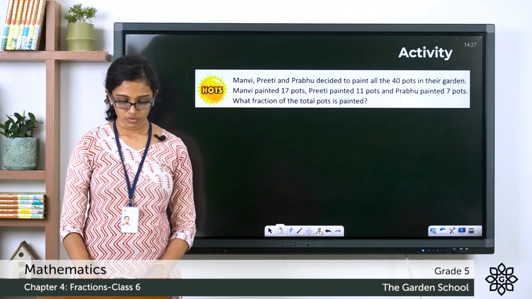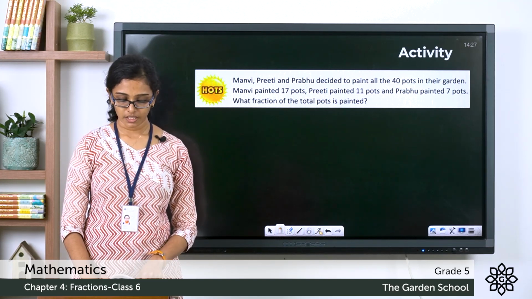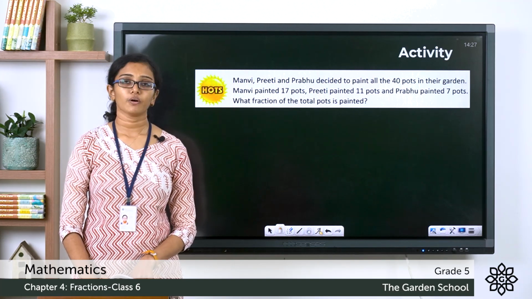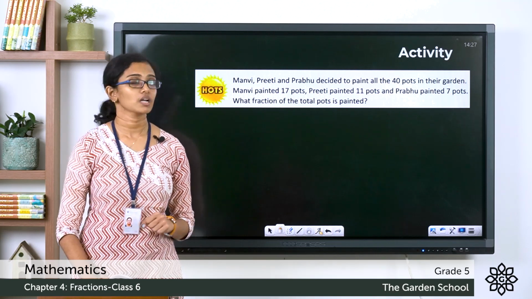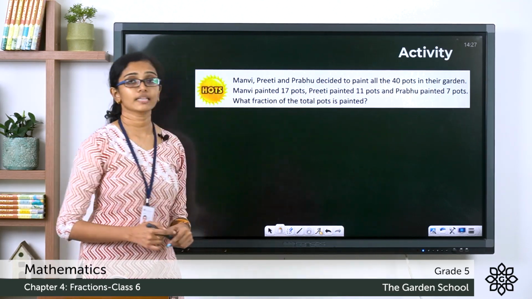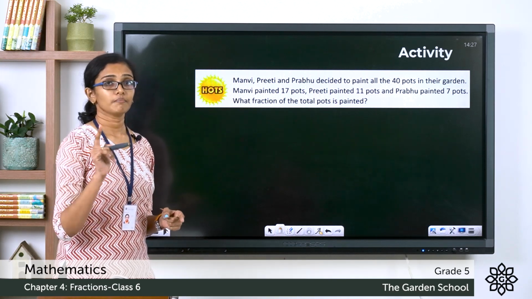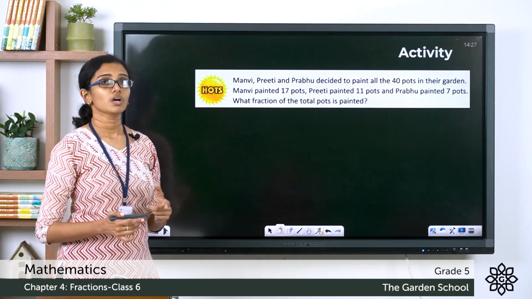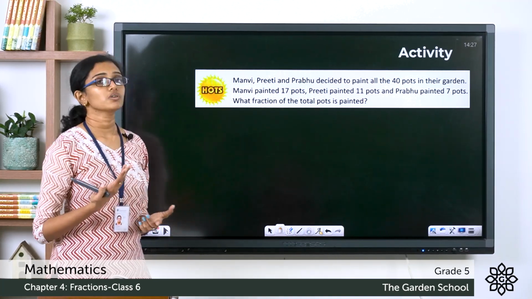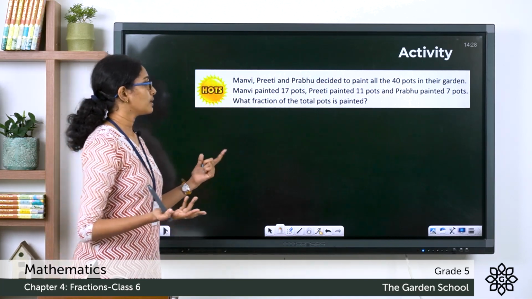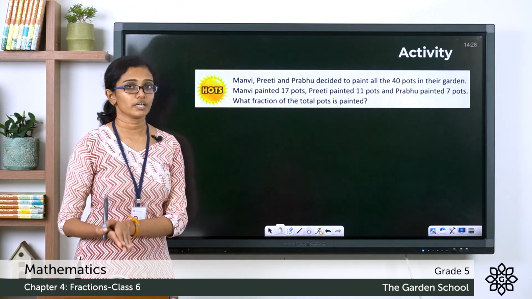Manvi, Preeti and Prabhu decided to paint all the 40 pots in their garden. Manvi painted 17 pots, Preeti painted 11 pots and Prabhu painted 7 pots. What fraction of the total pots is painted? So, in total how many pots were there in the garden? There were 40 pots, and Manvi painted 17 by 40, which is the number of pots painted by Manvi by the total number of pots. So, the fraction of pots that Manvi painted is 17 by 40.